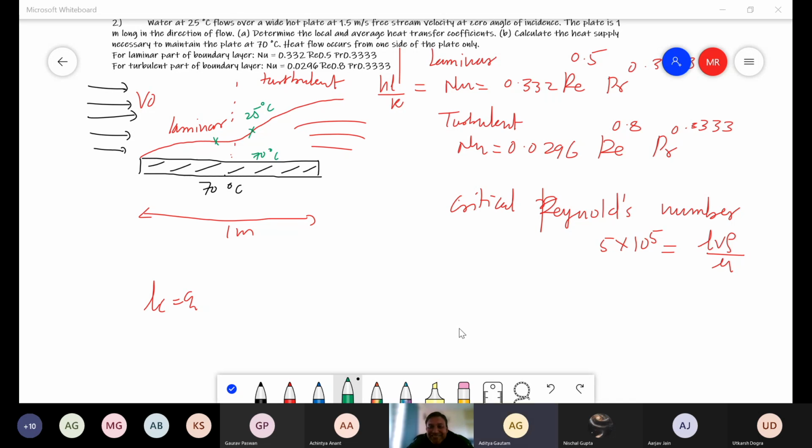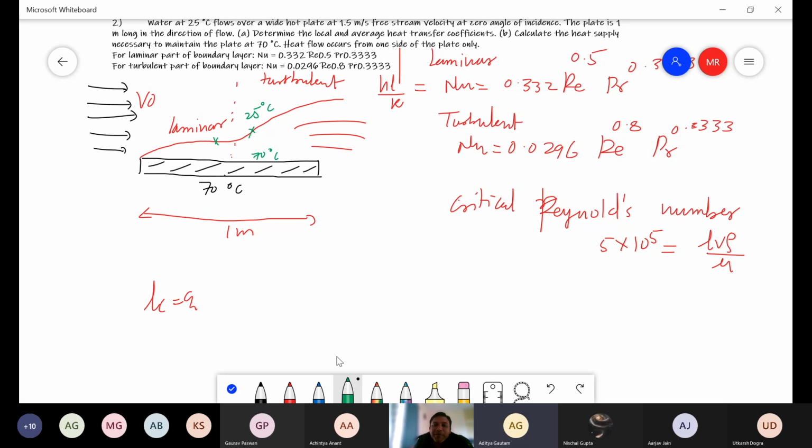Hello? Will 25 degrees Celsius be in the bulk or at the top? 70 degrees Celsius will be only at the plate surface, because the plate is maintained at 70 degrees Celsius. Whereas the bulk temperature, along the free stream velocity, will be just 25. But between the free stream and the surface of the plate, there will be a variation in the temperature from 70 to 25. Do you agree?